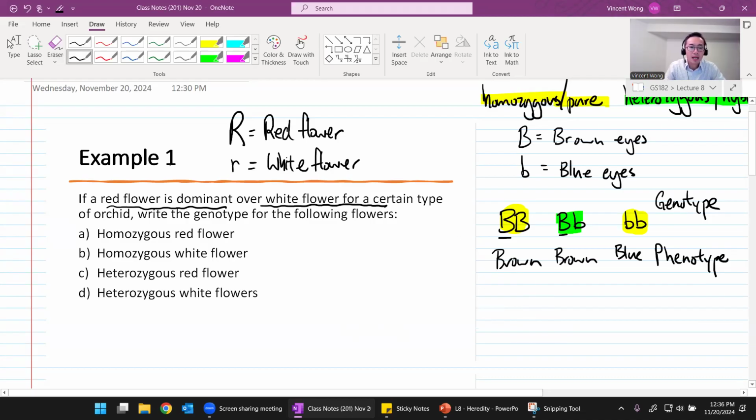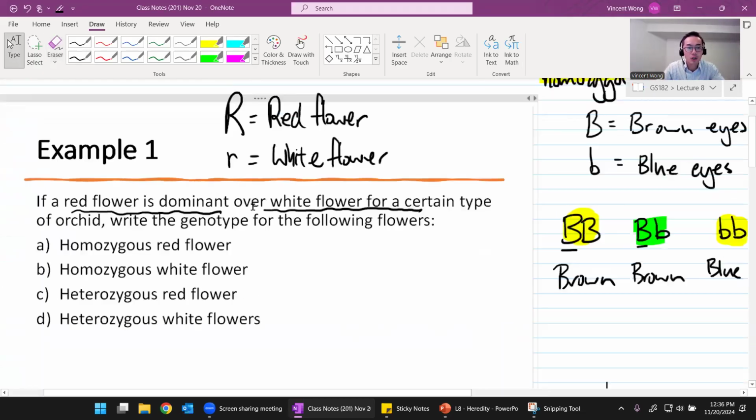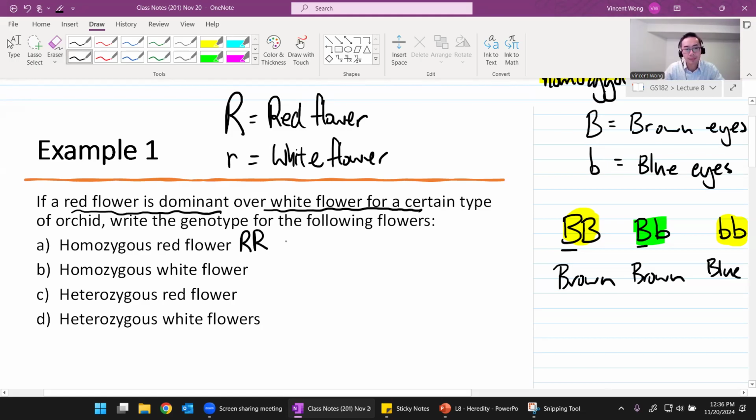Okay. All right. Homozygous red flower. What would be the genotype for a homozygous red flower? What homozygous means is the same allele, and red would be big R, so big R big R. All right, so take a moment, try B, C, D. I'm going to give you a minute, and then we will take it up.